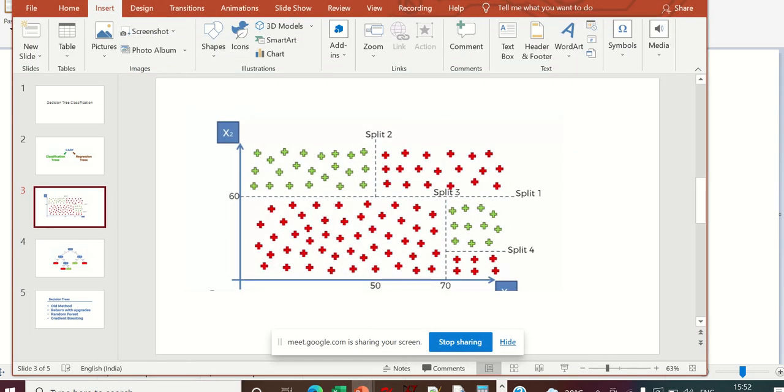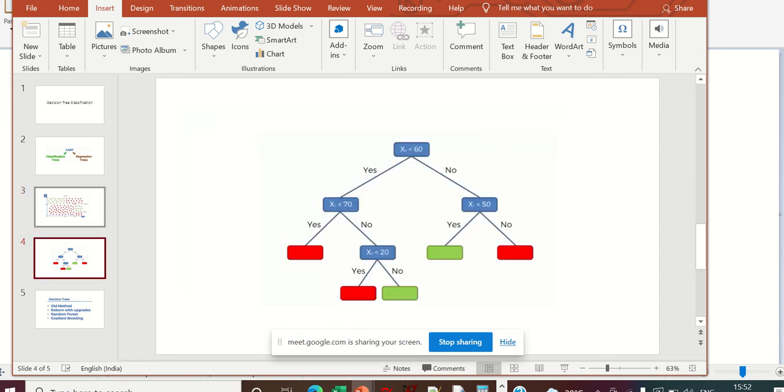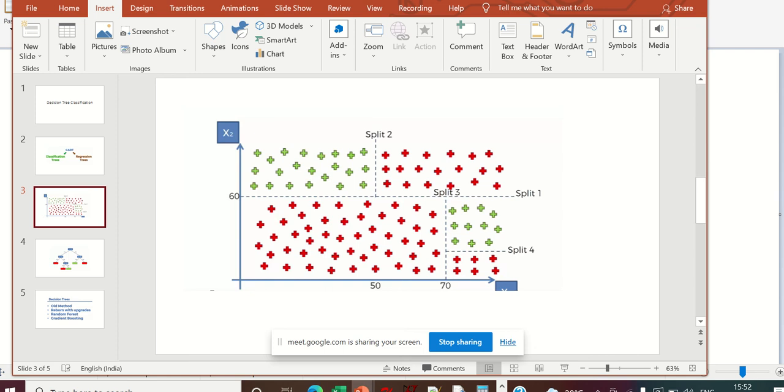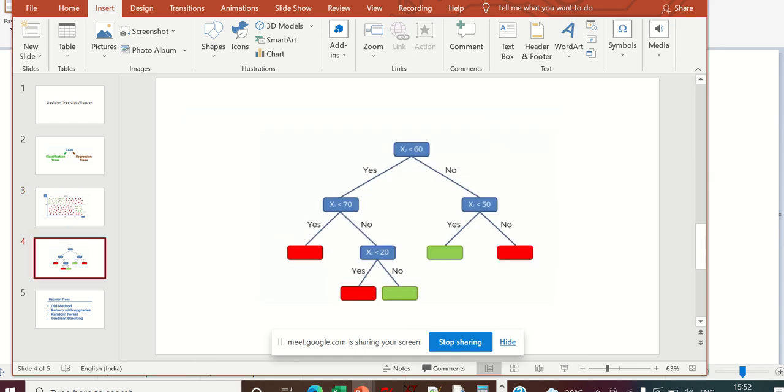It has been divided into red here and green here. You cannot classify it very easily. So this algorithm, decision tree, will help us. It will divide our data into splits. What is the first split? X2 less than 60. This is split 1, where X2 is less than 60. Second split, X1 is less than 70.